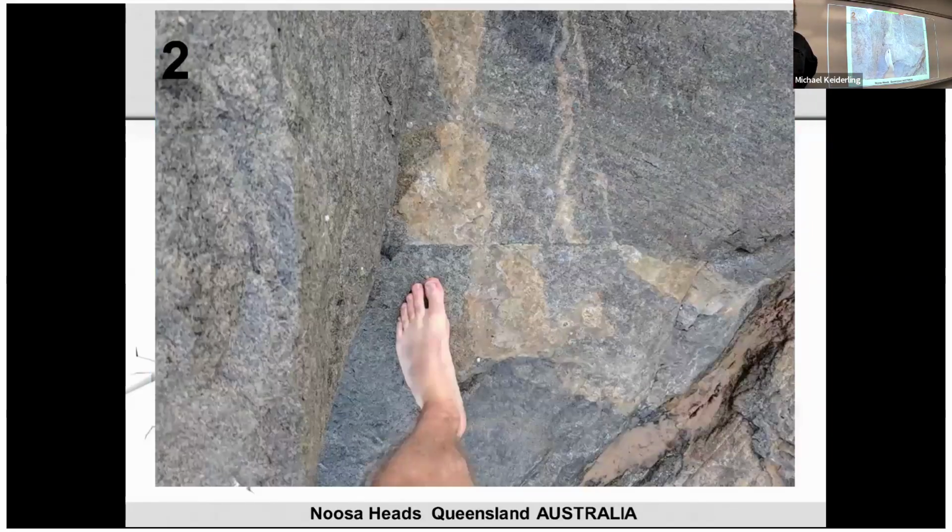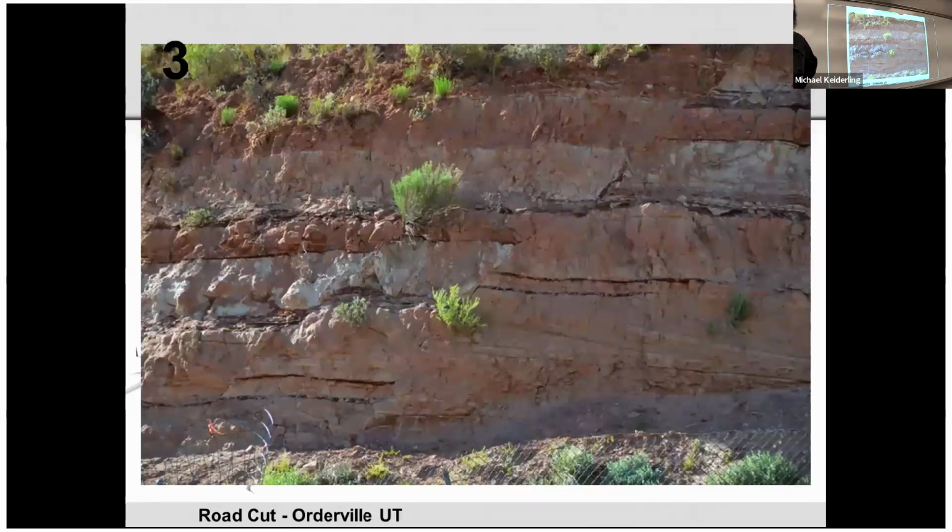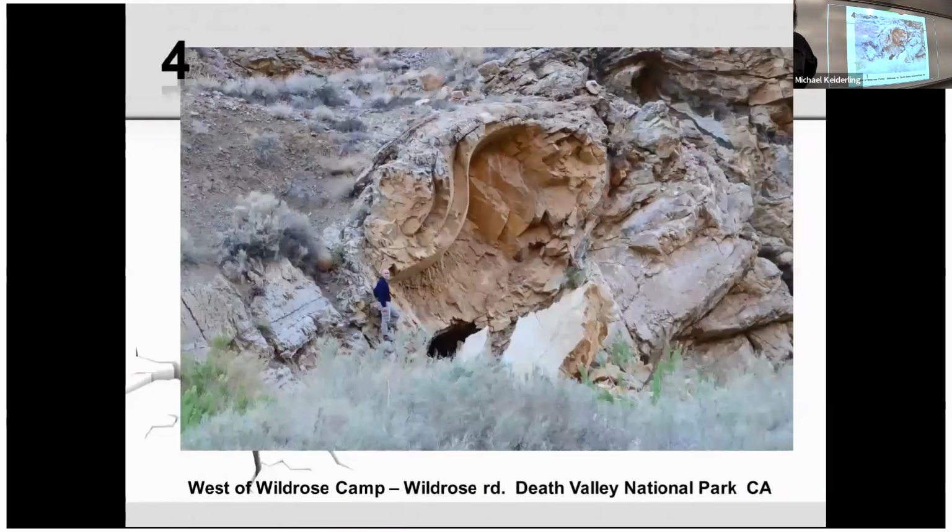Number 2 is a rock structure that I found at Noosa Heads in Queensland, Australia. Number 3, a road cut near Orderville, Utah. Number 4, rock layers west of Wild Rose Campground on Wild Rose Road in Death Valley National Park.